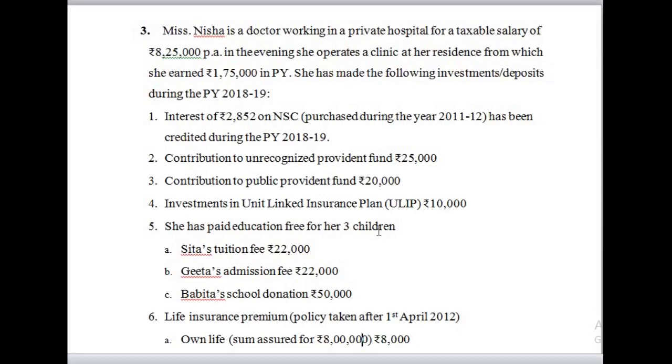So the assessee is a doctor. She is working in a private hospital for a salary of rupees 8,25,000. After duty, in the evening she operates a clinic at her residence and earned rupees 1,25,000 in the previous year. So these are incomes from various heads of income. One is income from salary, another is income from profession. These two must be taken for the calculation of gross total income.